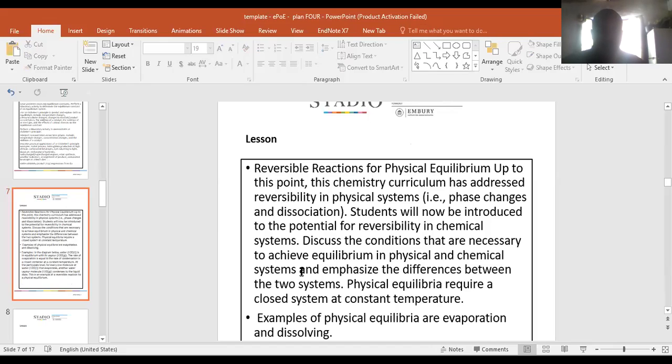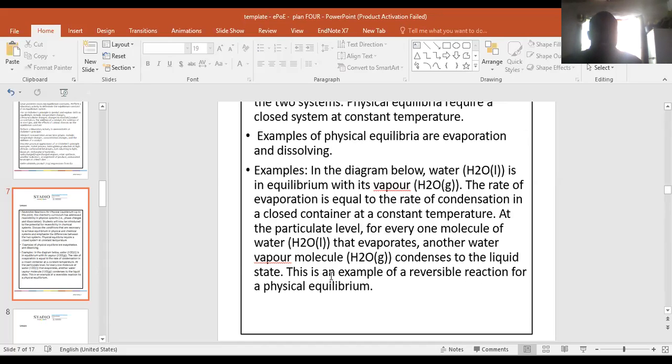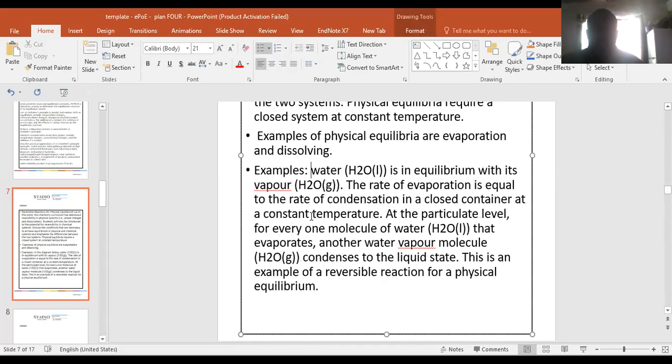A physical equilibrium requires a closed system at a constant temperature. Examples of physical equilibrium are evaporation and dissolving. Let's look at this diagram example. In the diagram below, water is in equilibrium with its vapor, H2O. The rate of evaporation is equal to the rate of condensation in a closed container at a constant temperature. At the particulate level, for every water molecule that evaporates, another water molecule condenses to the liquid state. This is an example of a reversible reaction for physical equilibrium.